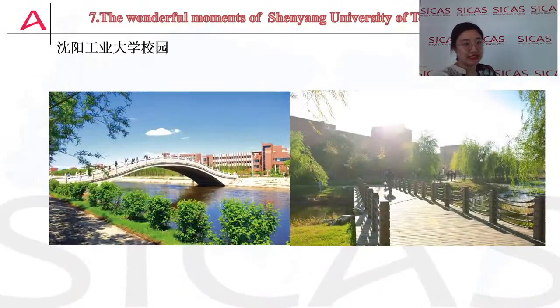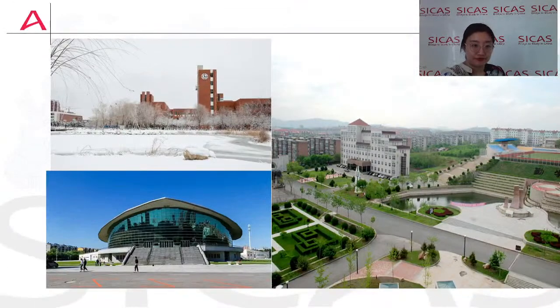As you can see, there's a lot of green area on the campus. There's a bridge and a lake as well. When it snows, it's really beautiful, and there's a theater over there. As you can see from the photo on the right side, there's a playground, and the garden is under careful care.